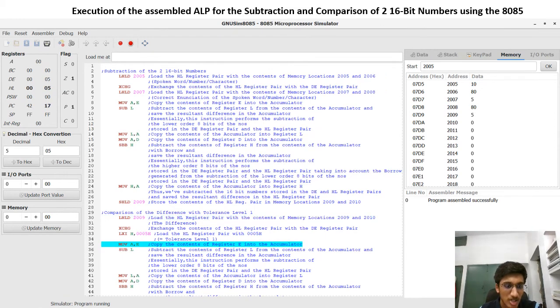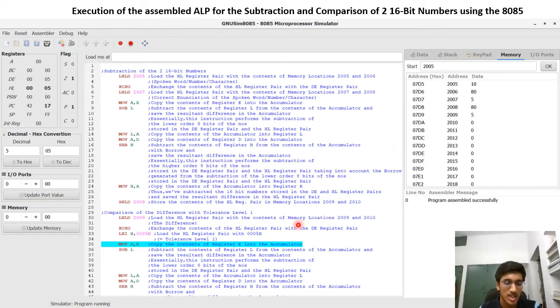Now we are required to load the tolerance value as well in this HL register pair, which as you can see has now been loaded over here. It is 0005H, and previously we could also note that we have stored the contents of the HL register pair in memory locations 2009 and 2010, as can be seen over here. This is nothing but 0005H, with the lower order byte being stored in the lower order memory location and the higher order byte being stored in the higher order memory location.